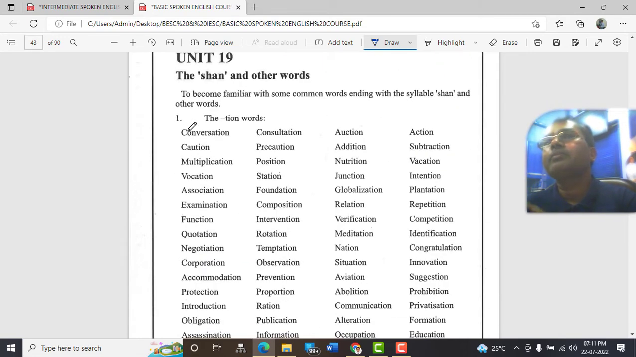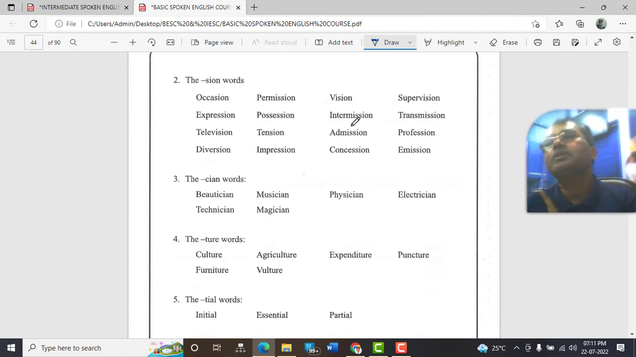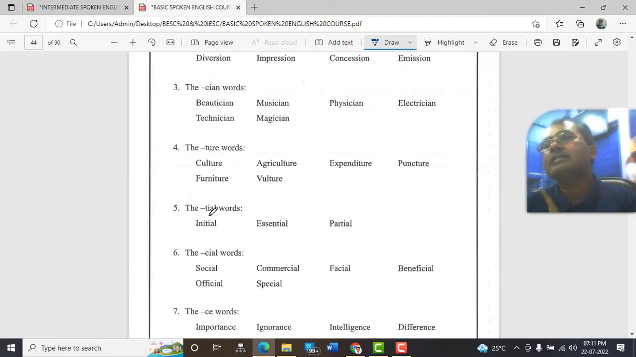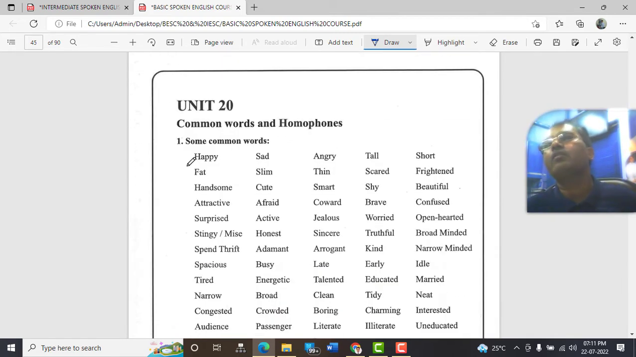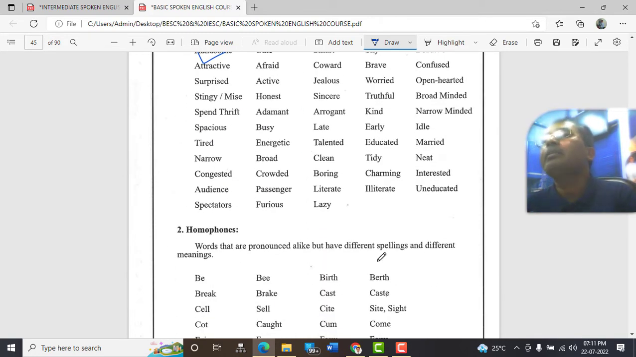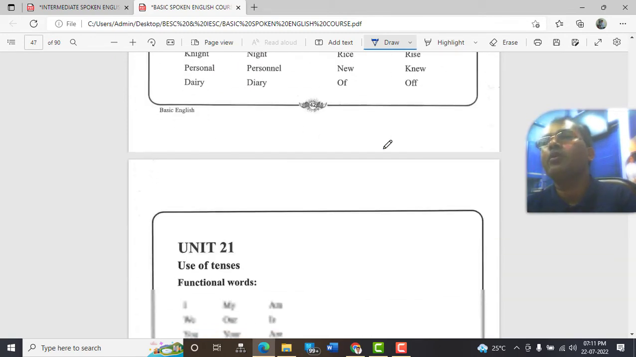Okay, now the "tion" words. How do we use these "tion" words? We call them "tion" words, "ture" words, "sion" words. All these are very important. We'll be speaking of them. Common words and homophones. Homophones are words which sound the same, but have different spelling and different meaning. Sound is the same, like "be" and "birth", but the meaning is different and the spelling is different. We'll be speaking about that.